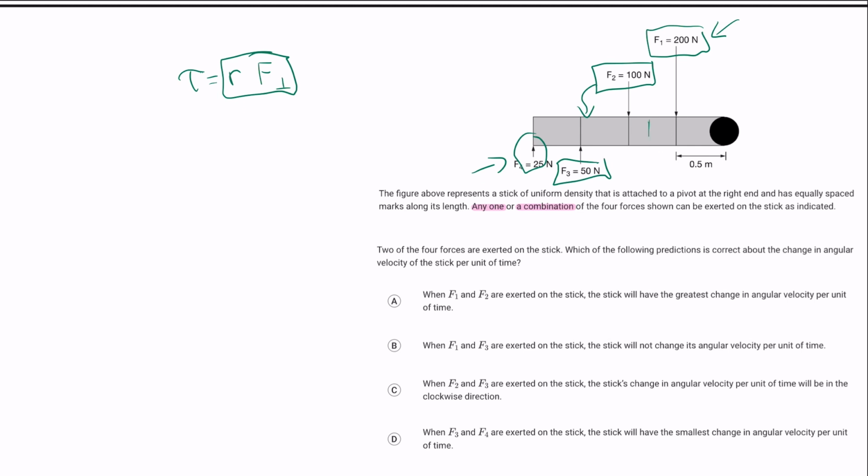That said, F2 is going to generate more torque than F3. So both F1 and F2 combined definitely generate more torque than F3 and F4 combined. Hopefully I didn't confuse you there. The point is that, yes, A is true.